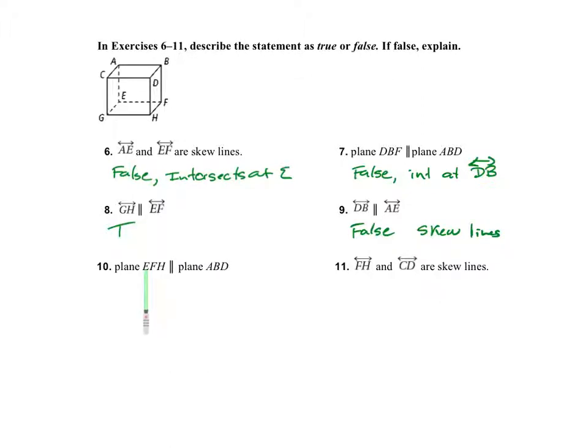Parallel planes: plane EFH is the one on the bottom. ABD is the one on top. So this one is also true, right? And the last one, line AFH and line CD. So you can see they are moving in different directions and they do not intersect. So that means that is true also.